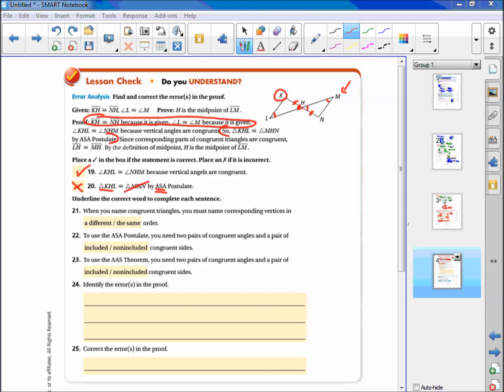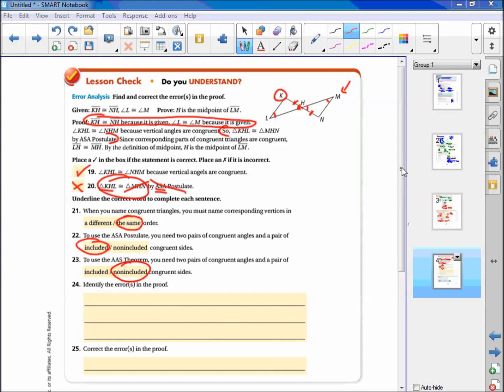If we wanted to do that, we should have said NHM. When you name congruent triangles, you must name corresponding vertices in the exact same order. That takes care of this part. To use the angle side angle postulate, you need two pairs of congruent angles and a pair of included congruent sides, which we didn't have. So that tells what's wrong with this statement. To use the angle angle side theorem, you need two pairs of congruent angles and a pair of non-included sides, and that's what we have here.